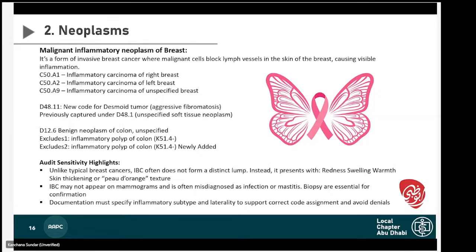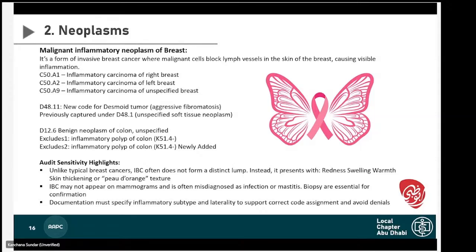So whenever a benign neoplasm of colon is documented, if you have an inflammatory polyp of colon, as per the excludes2 instruction, if both are treated separately and taken into attention by your physician, which is very evident in your document, we can comfortably go ahead and code both codes because of this excludes2. And pretty much that is what has changed with the neoplasm.